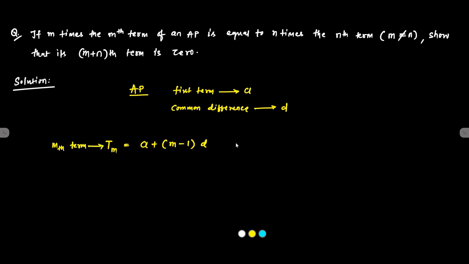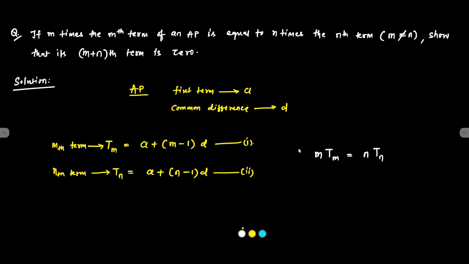Okay, let's call it equation 1, and we have the nth term Tn is equal to A plus n minus 1 D. This is the second equation. Now according to the question, m times the mth term is equal to n times the nth term. This is given in the question.